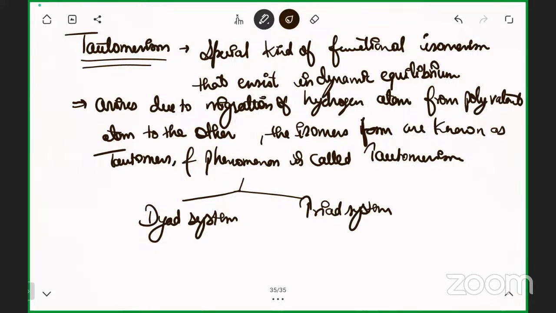Okay, 2 types: dyad system or triad system. So we'll go for the dyad and triad systems tomorrow. In tomorrow's class, we'll finish this particular thing. We'll go with the stability of the compound, steric hindrance factors also. Then we'll start with stereoisomerism. Okay. So thank you for today. Revise this lesson first. At least revise and do the questions on aromaticity also. I'll see you in the next class.